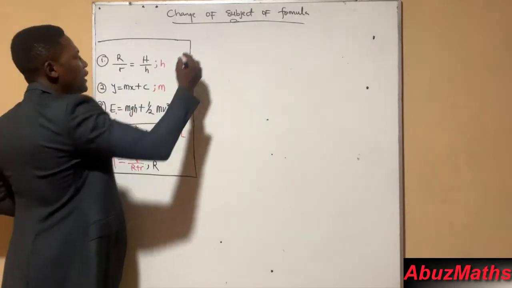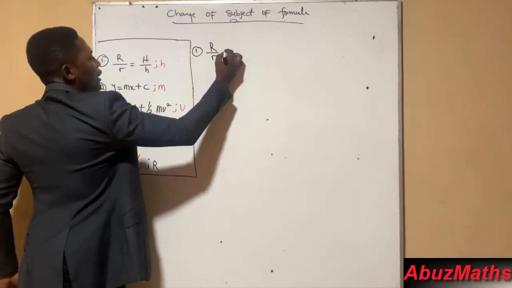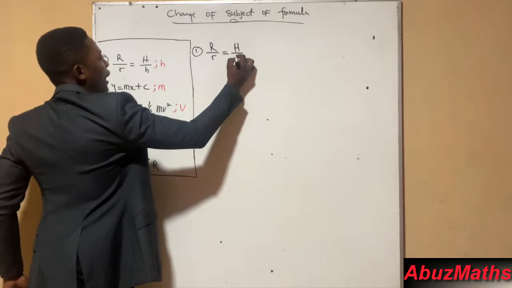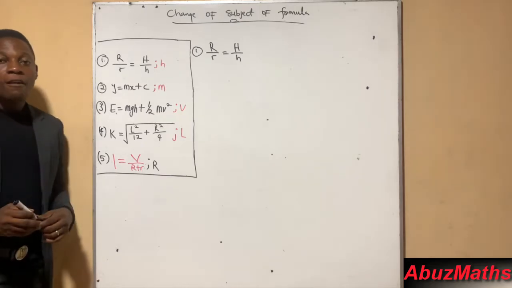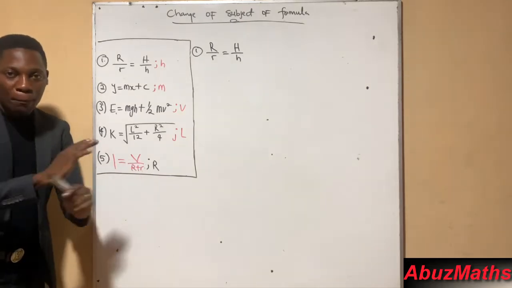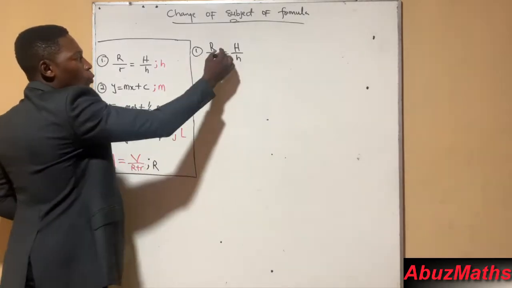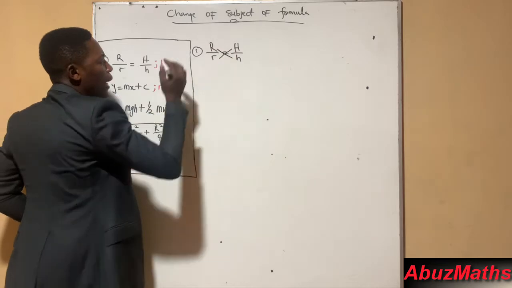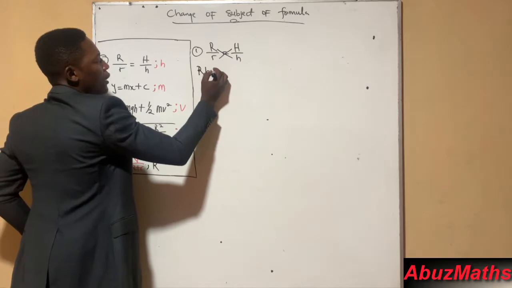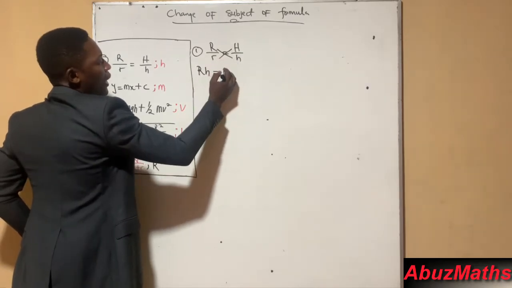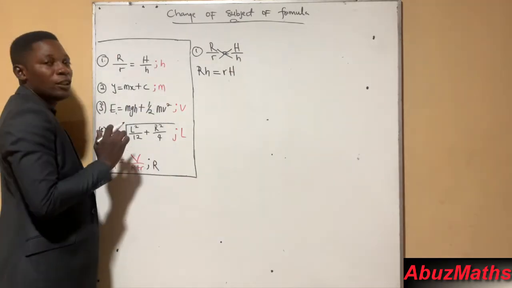The first question is capital A over small r equals capital H over small h, and I have to make small h the subject of formula. Now, let's watch the magic unfold. I have an equal sign between two fractions, so I cross multiply. So h multiplies A to give Ah, equals r multiplied by H to give rH. Remember, I'm making h the subject of formula.